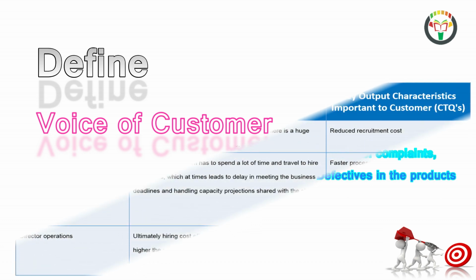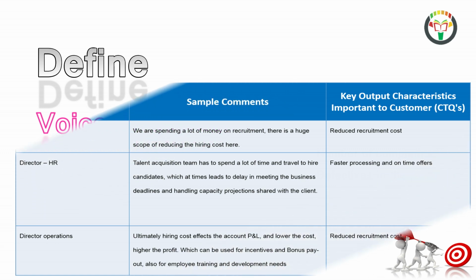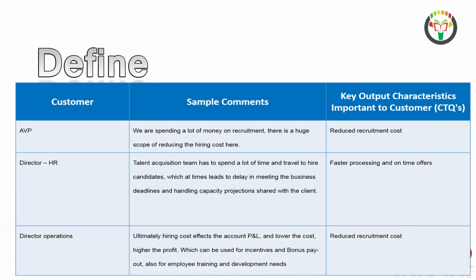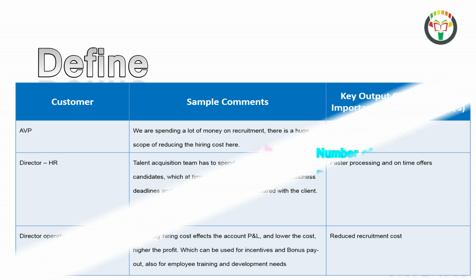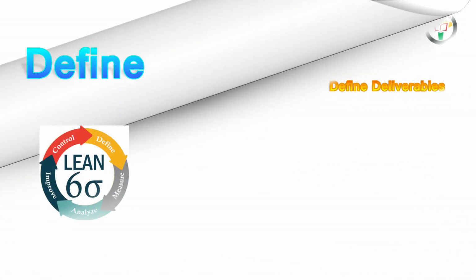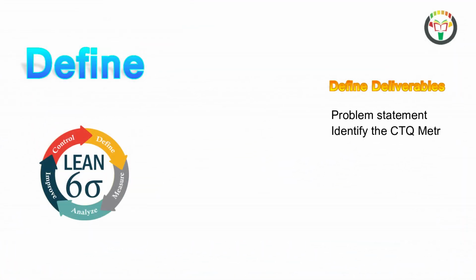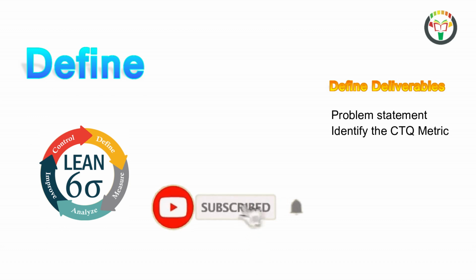This is an example on how to capture the VOC and convert it to a CTQ from a real project done for recruitment cost reduction. So by now we've got two things covered. One, which is a problem statement, and second, we know which metric we will be improving.